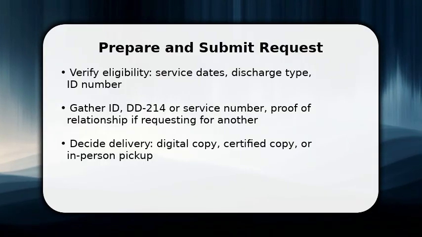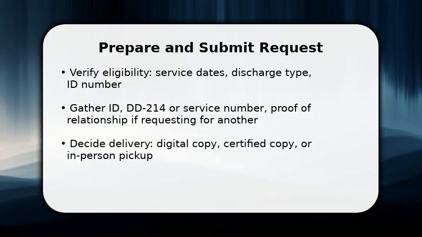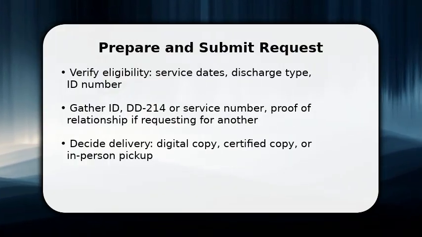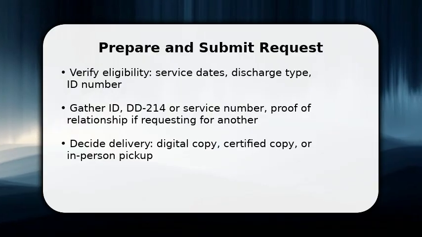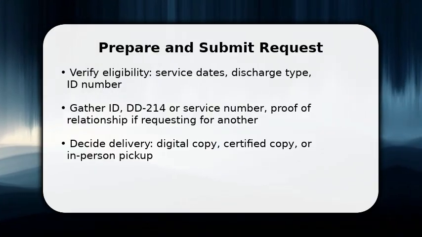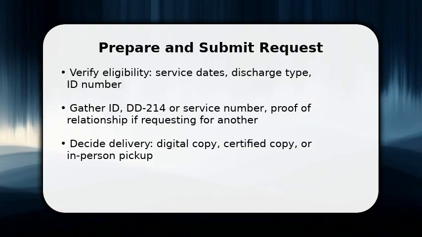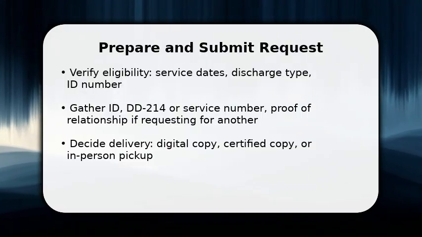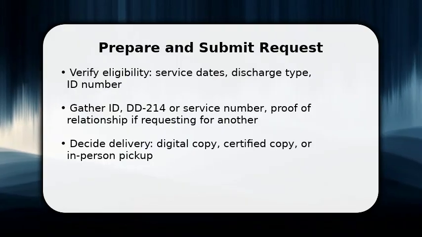You start by confirming eligibility and assembling core documents. Have your DD 214 or service ID, photo ID, and proof of relationship ready. This saves repeated requests. Next, choose how you want the record delivered. Digital is fastest, certified for legal needs.